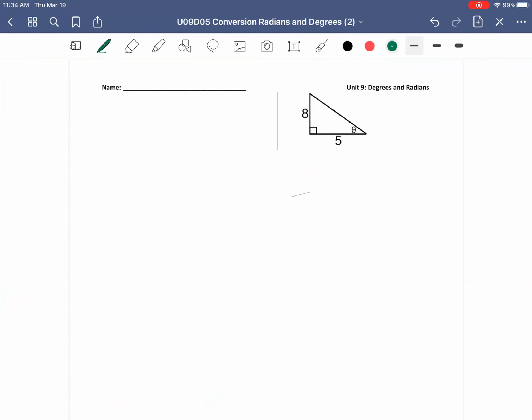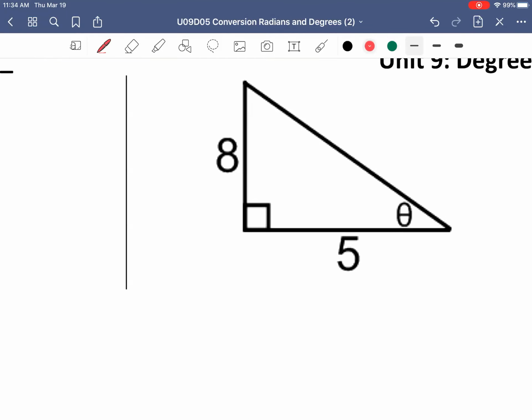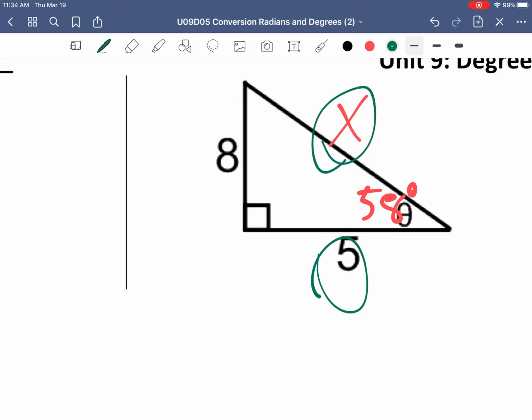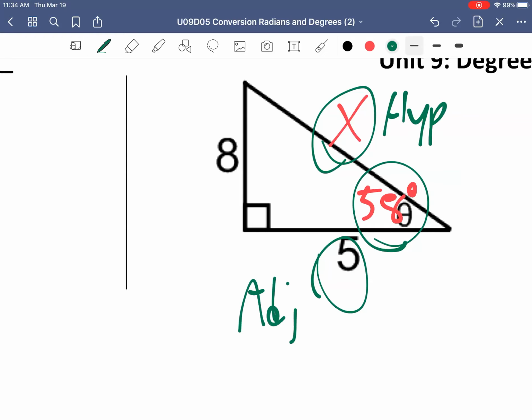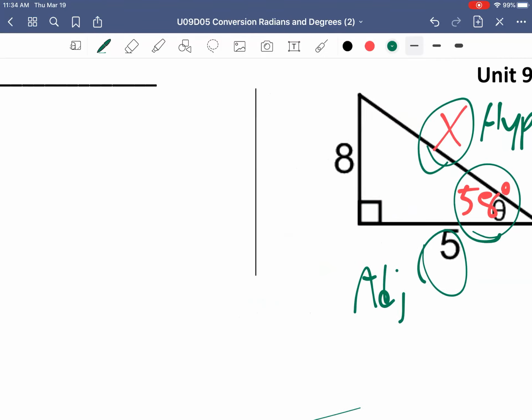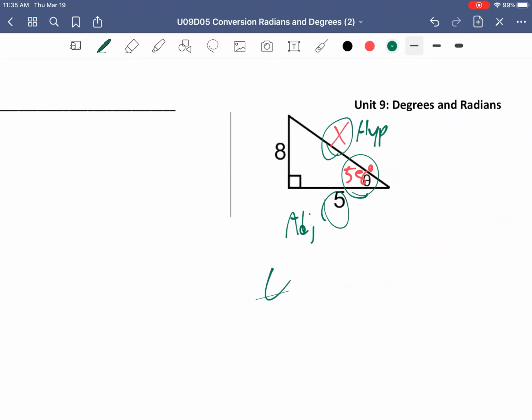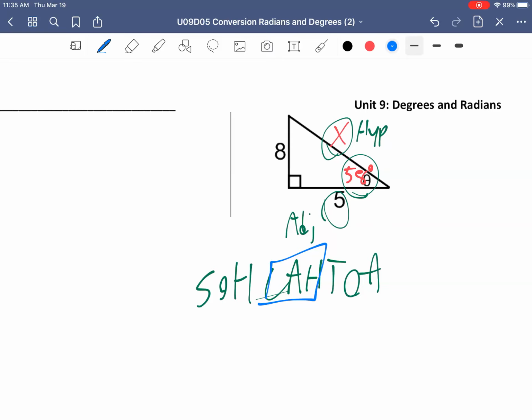So I'll take this to the next slide. Now I know that this is 58 degrees. If I wanted to find this measurement, x, using a trig ratio, I'll use this side and this side, because I only need 2 sides and an angle. This is the adjacent. This is the hypotenuse. So in this case, I'll be using cosine, I believe. SOHCAHTOA. So adjacent and hypotenuse is definitely cosine.